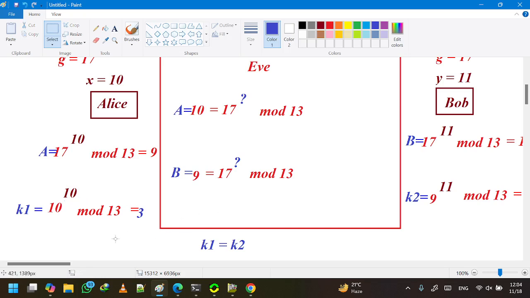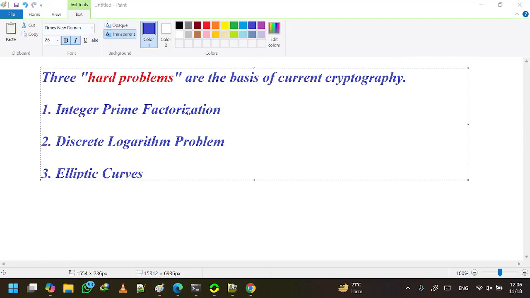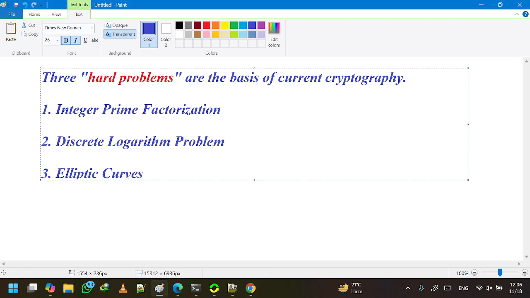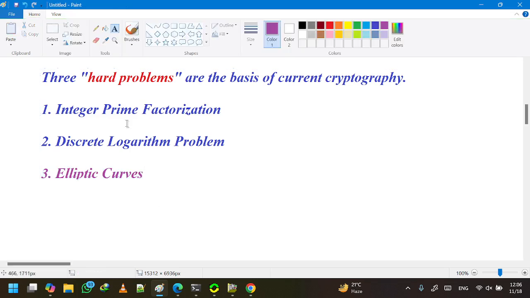Now, why is that difficult? Let us discuss that thing. So there are three hard problems that are the basis of cryptography. The one is integer factorization, that means prime factorization. The other one is the discrete logarithm problem. The last one is elliptic curve. Today we'll not discuss elliptic curve cryptography. We should discuss only integer prime factorization and the discrete logarithm problem.